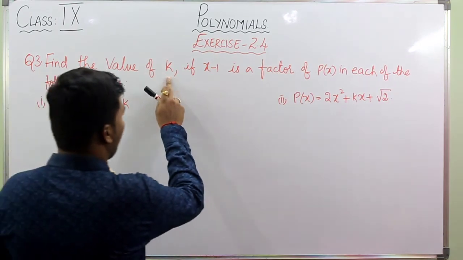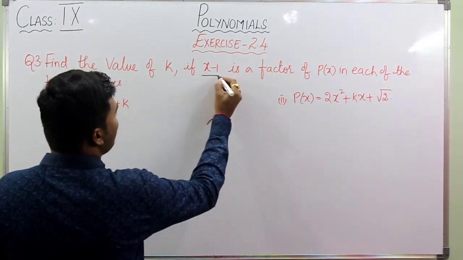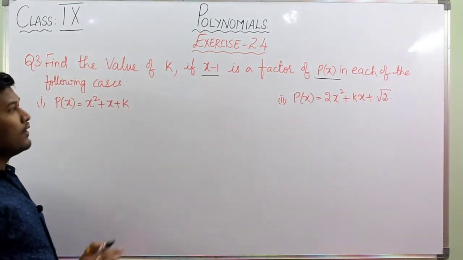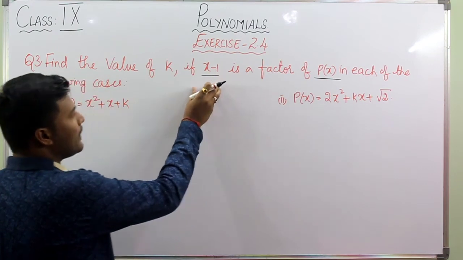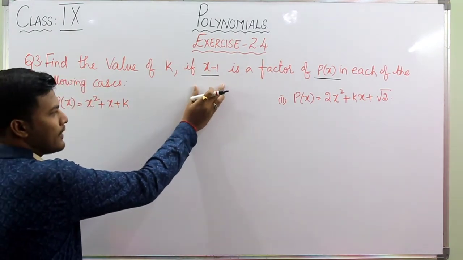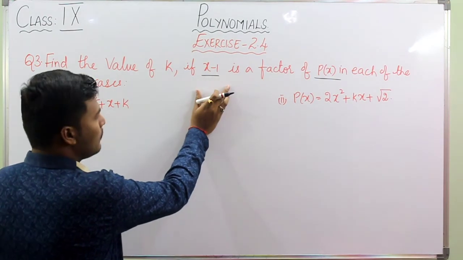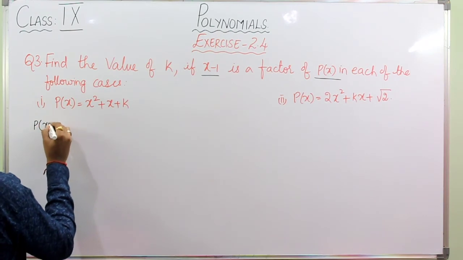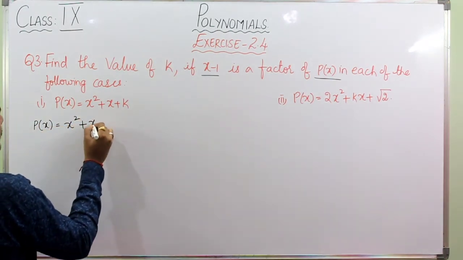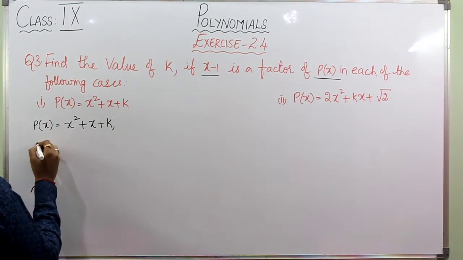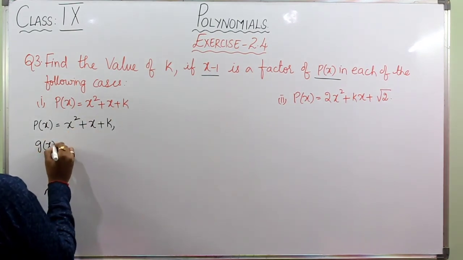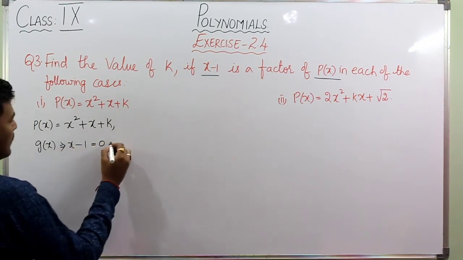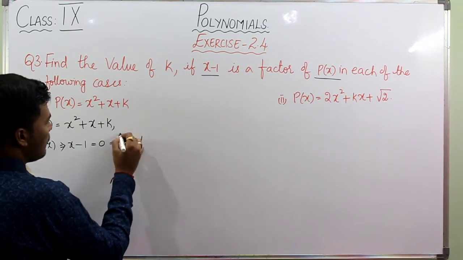Find the value of k if x minus 1 is a factor of p of x in each of the following cases. So he has very clearly given that this x minus 1 is a factor. So if this is a factor, it will be equal to 0. Okay, that means the p of x will be equal to 0. So p of x is equal to x square plus x plus k. Okay, and this g of x is equal to x minus 1, from that is equal to 0, right? This implies x is equal to 1, right?